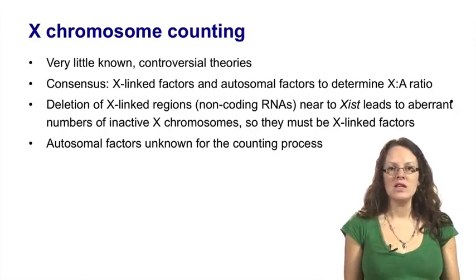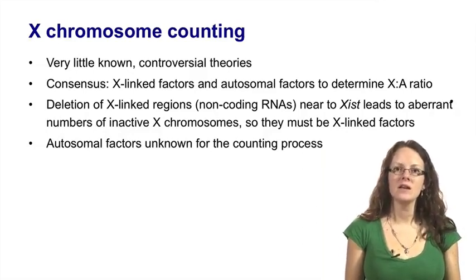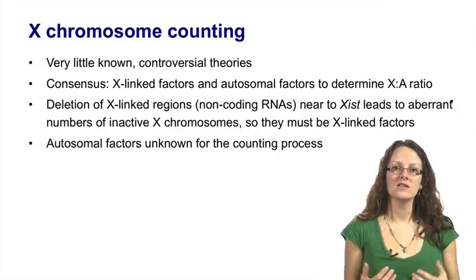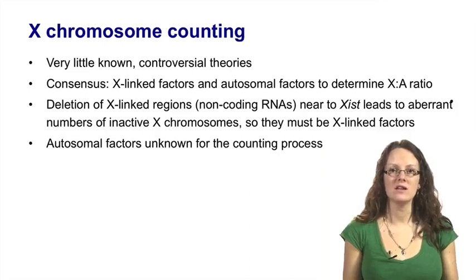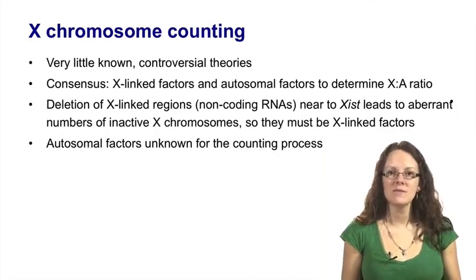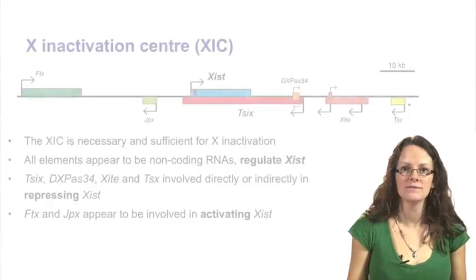So far we know essentially nothing about these autosomal factors, but we do know something about the X-linked factors. It appears that there are many regions quite close to the Xist gene itself that encode non-coding RNAs. These particular DNA elements, which I'll show you in the next slide, all regulate Xist expression, and we know if we manipulate these different elements, we get the incorrect number of X chromosomes being inactivated. And so they must have something to do with counting.